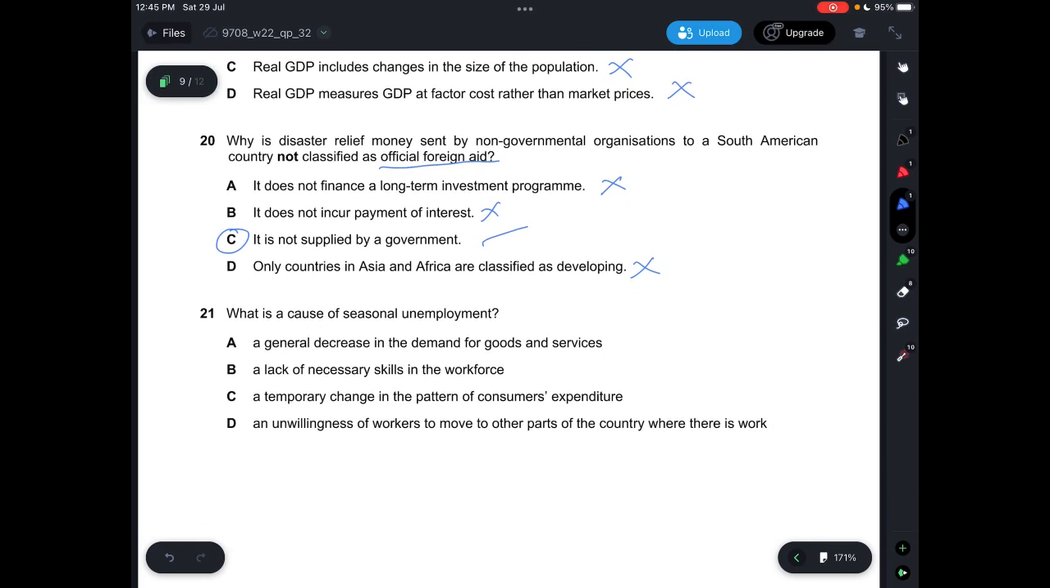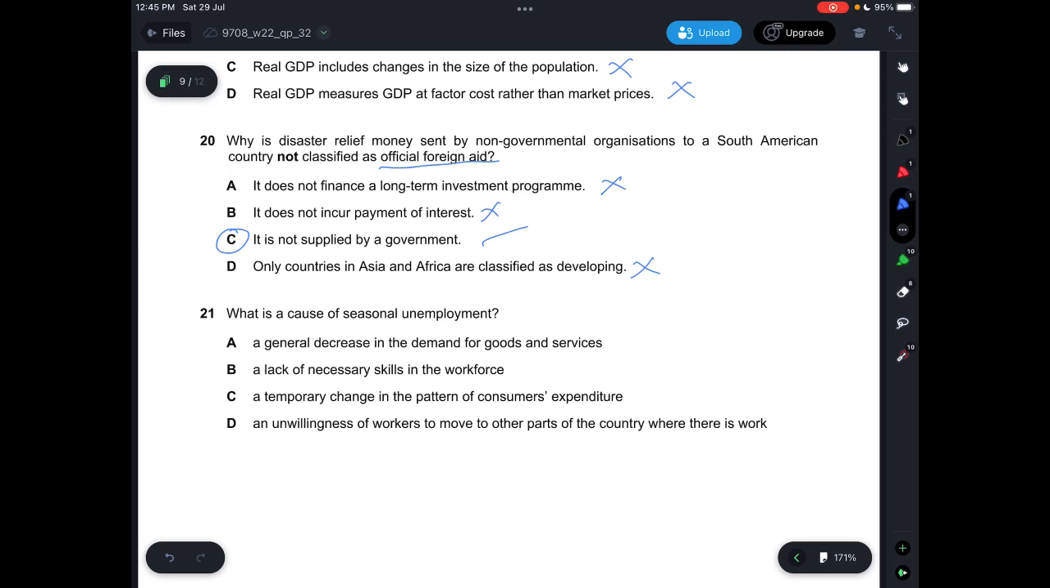Question 21. What is the cause of seasonal unemployment? Seasonal unemployment is basically when a person is not working because for this particular season, he or she cannot earn this amount of money, because people are no longer needing these items. For example, in winter you can sell warm jackets, but in summer people would prefer to wear lighter clothes, and that would result in seasonal unemployment, as an example.